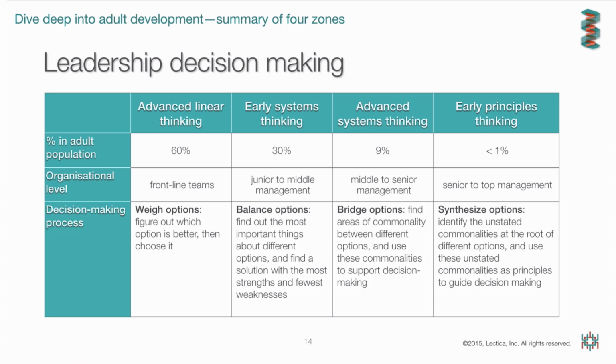Advanced systems thinkers tend to focus on bridging options, which involves finding areas of commonality between different options and using these commonalities as a starting place for a decision. Early principles thinkers focus on synthesis by identifying the unstated commonalities at the root of different options and using these commonalities to define principles that can guide an entire decision-making process.